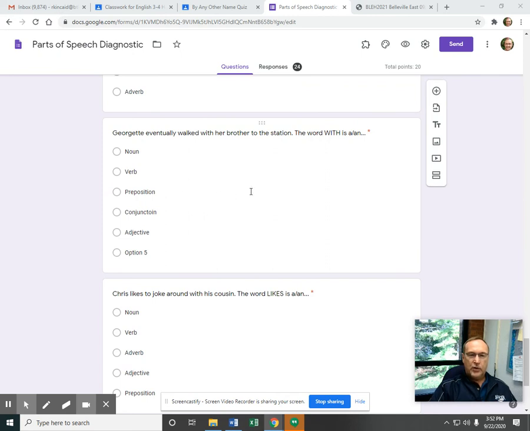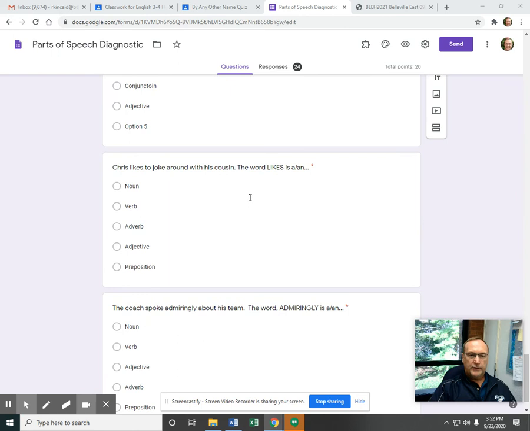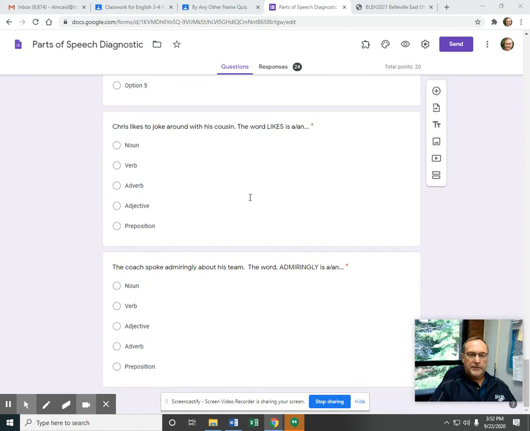Georgette eventually walked with her brother to the station. The word with is also a preposition. So Georgette and her brother are walking to the station, and the word with shows their relationship in relation to each other.